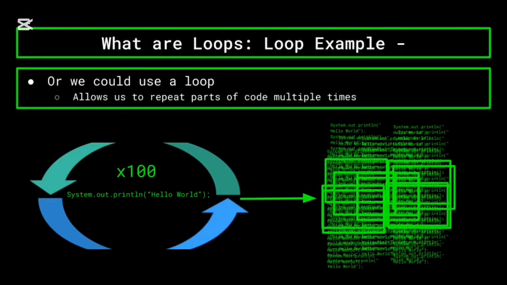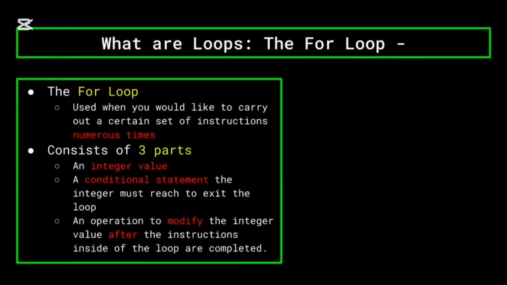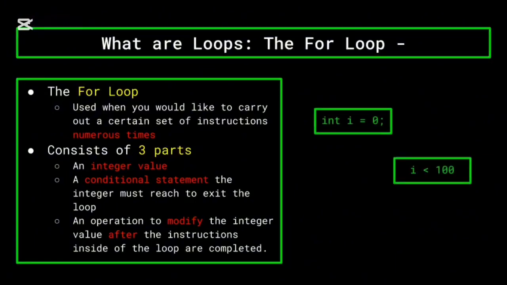Now there are 3 different types of loops that we will be discussing today, and up first is the for loop. A for loop is very useful for situations like the one described above, where you would like to carry out a certain set of instructions numerous times. The syntax for a for loop varies depending on the language, however it usually consists of 3 parts: an integer value, a condition which the integer value must meet in order to exit the loop, and an operation to modify the integer value after the instructions inside of the loop are completed.